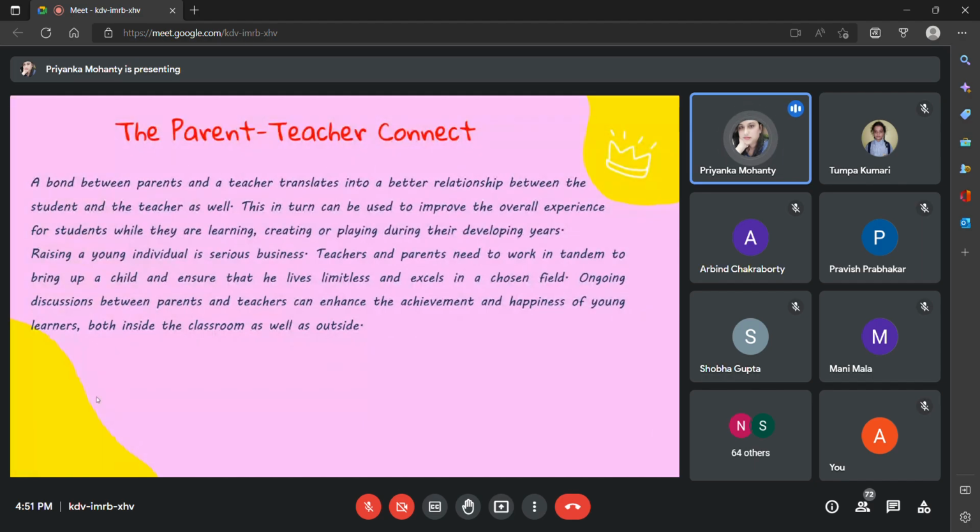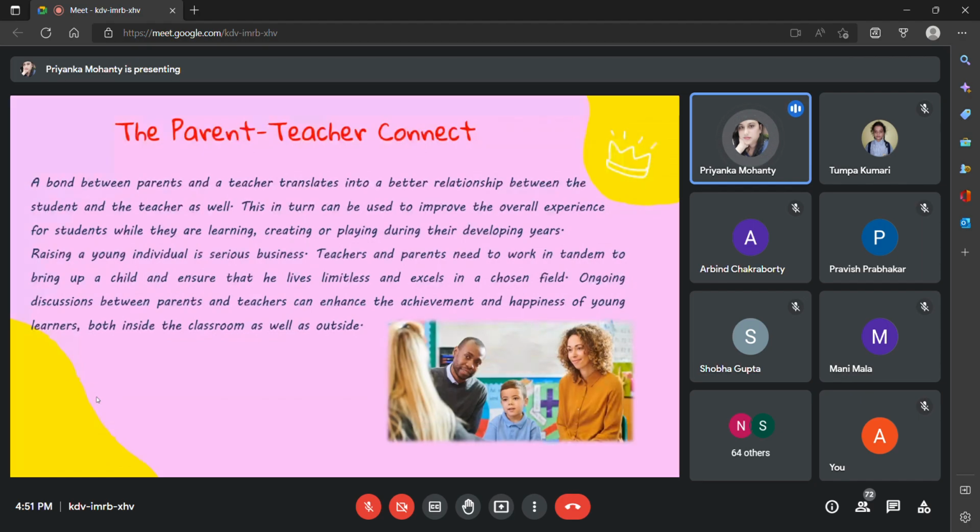The parent-teacher connection. A bond between parents and the teacher translates into a better relationship between the students and the teacher, which in turn can be used to improve the overall experience for students while they learn, create, and play during the developmental years.